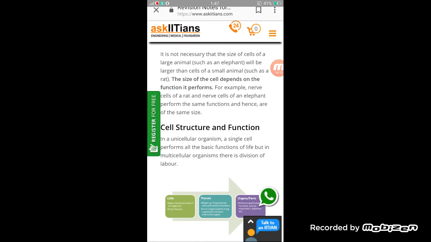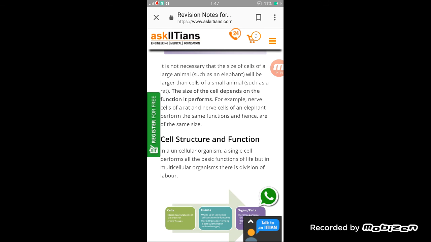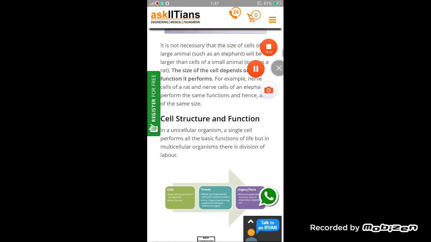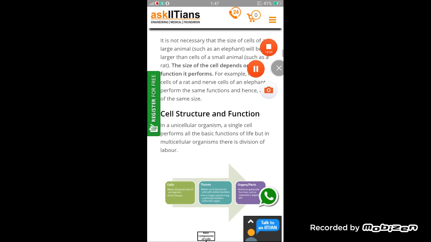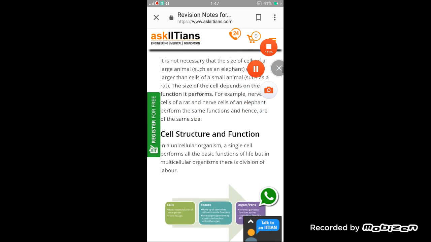So in today's lecture we'll only study this much. You can revise this much, and in the next video we'll study cell structure and function, and we'll read more about it in detail.